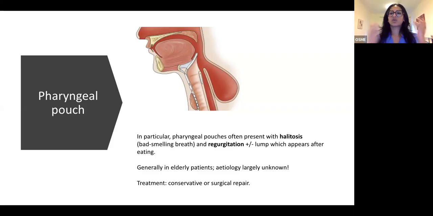So with all of these upper GI pathologies we've talked about, most of them do have a conservative treatment option. So it's important to mention that to the patient, before also giving them the option of having it repaired surgically if it's affecting their quality of life.